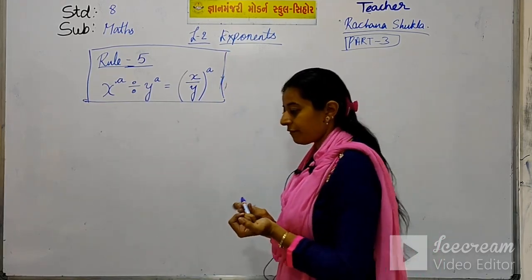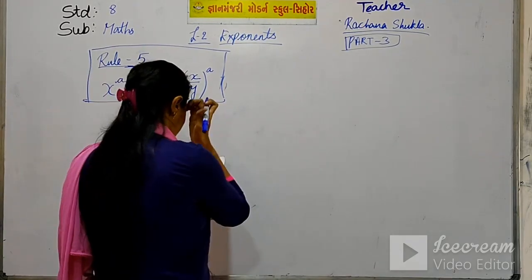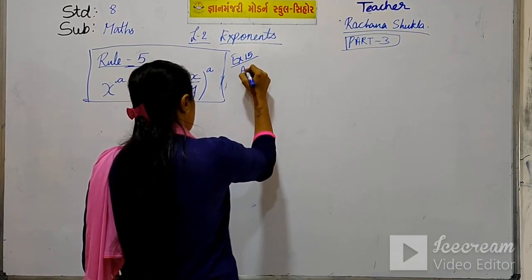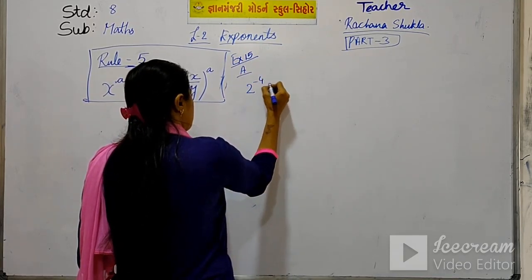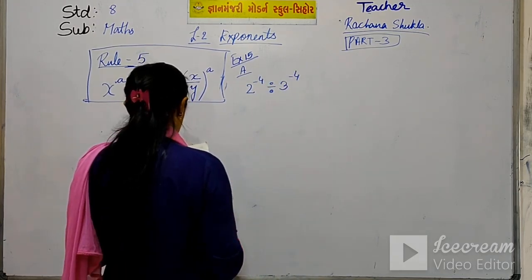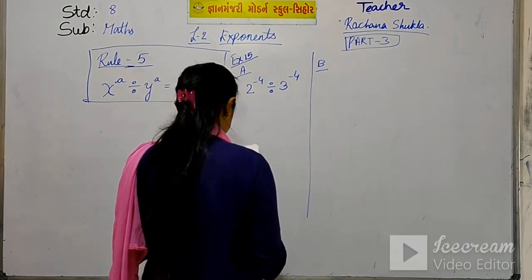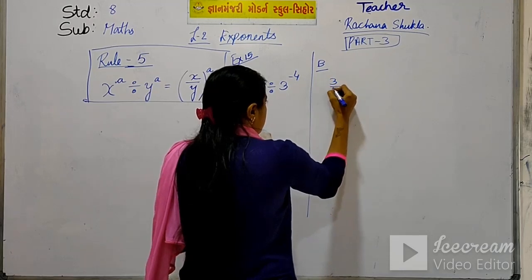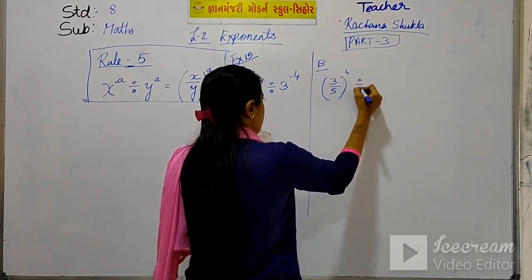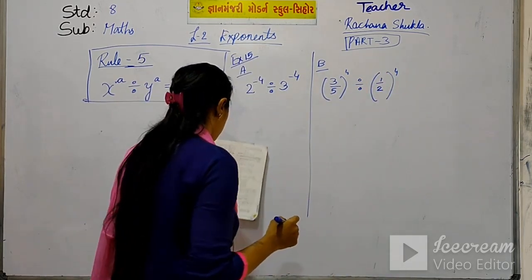Let's see the example of rule number 5, that is example 15a. 2 to the power minus 4 divided by 3 to the power minus 4. Then example 15b: 3 upon 5 to the power 4 divided by 1 upon 2 to the power 4.